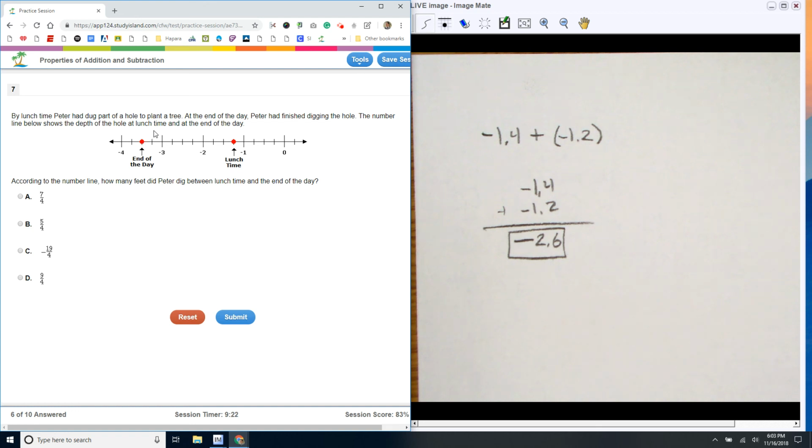So the depth of the hole at lunchtime and the depth of the hole at the end of the day, he went 9/4 of a foot down. So according to the number line, how many feet did Peter dig between lunchtime and the end of the day? He dug 9/4 of a foot down.